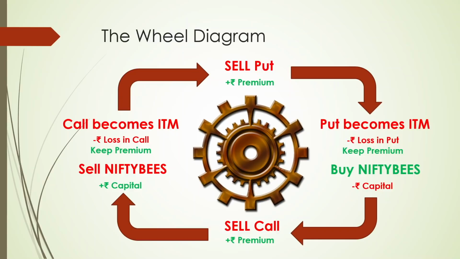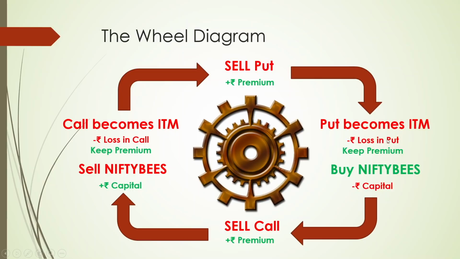So I'll just give you some takeaways for this. When you are selling a put for the first time, you don't have to keep any extra cash with you because you already have a huge amount of cash to buy the Nifty Bees. You have got about 8.5 lakhs to buy the Nifty Bees. So you don't need any additional cash for step 1. Your initial capital will work. And once you are closing the put, you will be closing in some minor loss only. You will be keeping the premium.